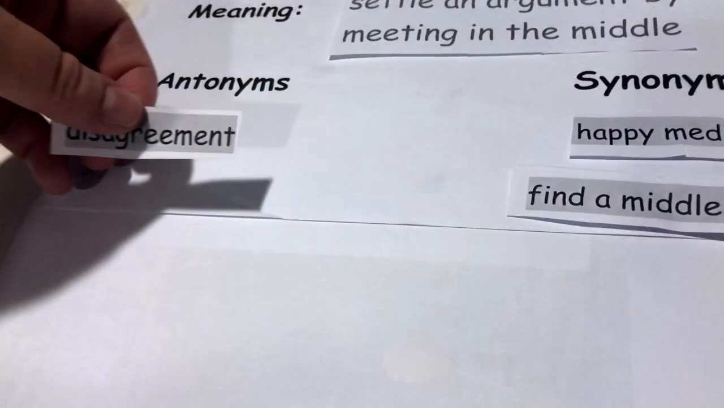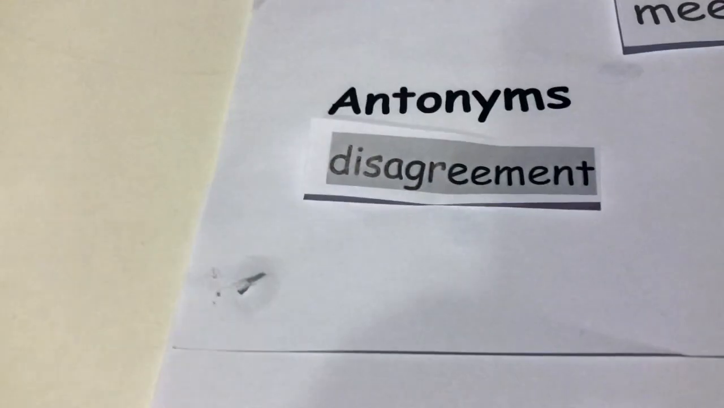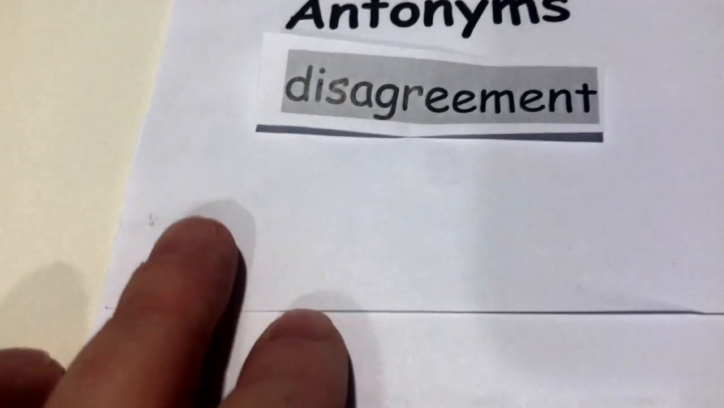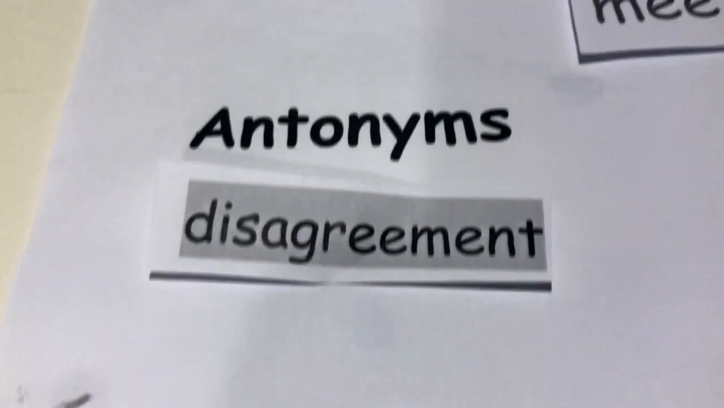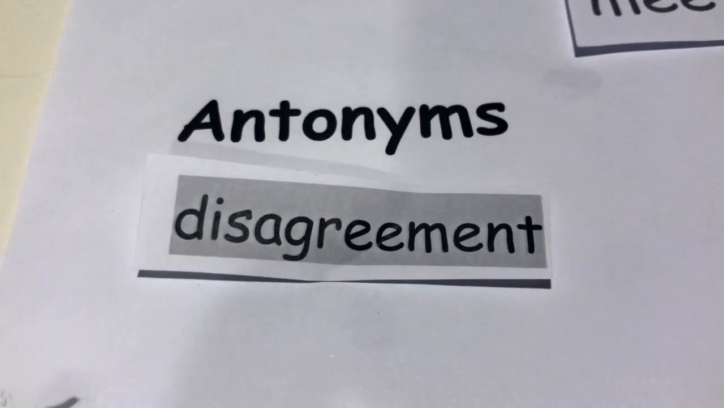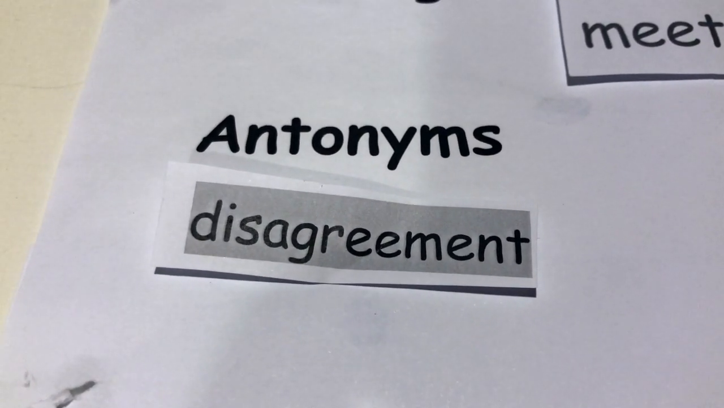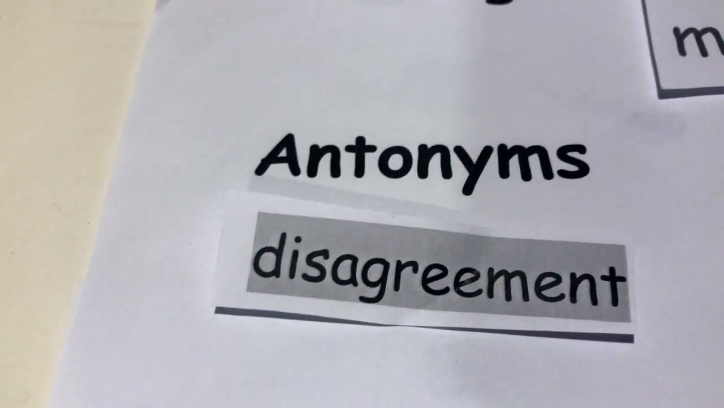Disagreement. Oh, now I'll put this in with the antonyms because that means you haven't found a middle ground or found a compromise. You're still arguing with each other. So you might say, I want to go for a curry, and the other people are saying, I want to go for a pasta, and you're just disagreeing. You haven't found a middle ground. You haven't been able to compromise. So that would be the opposite.